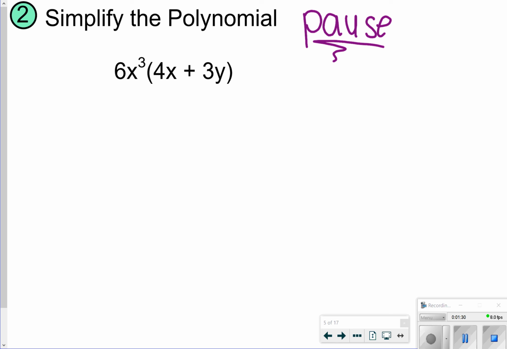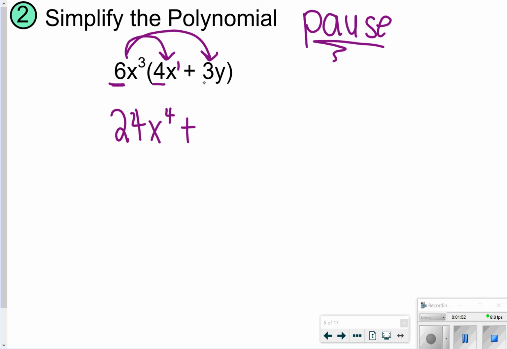Alright, so you should have distributed the 6x to the third to both the 4x and the 3y. 6x to the third times 4x. You're first going to just focus on what is 6 times 4, and that's 24. And then you have an x to the third and an x to the first, which would give you x to the fourth.